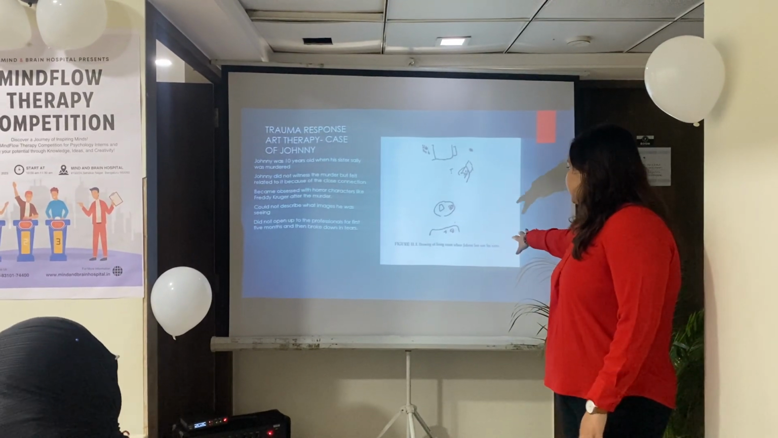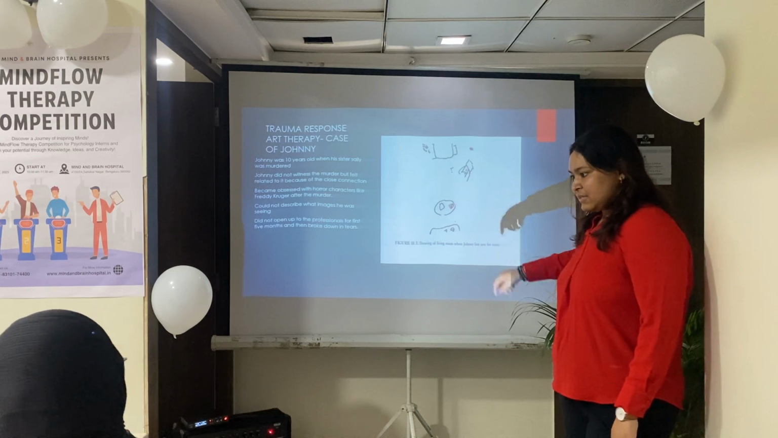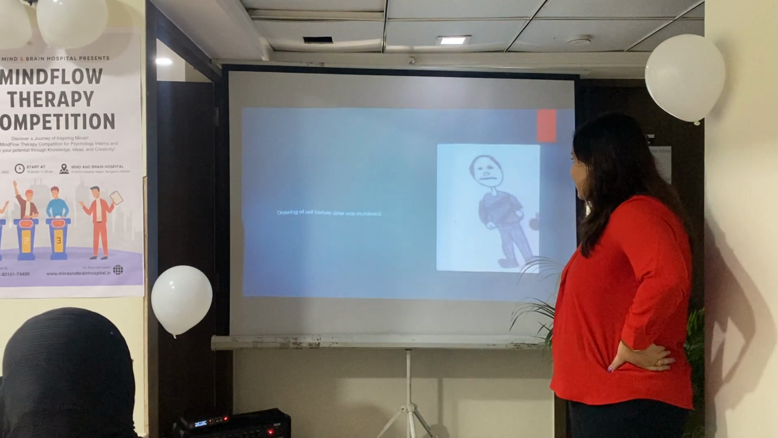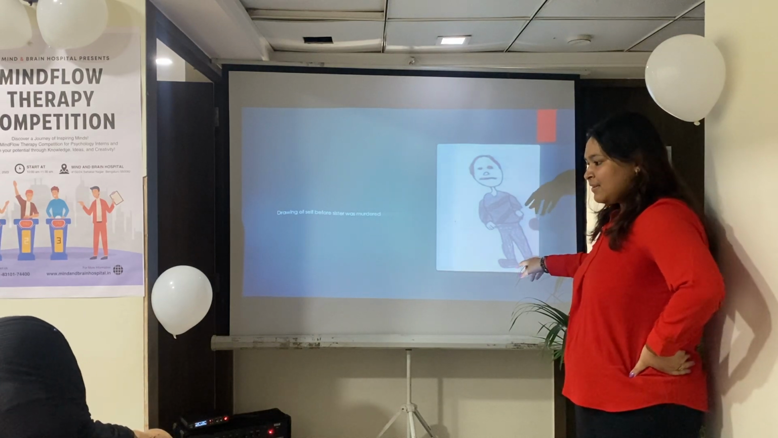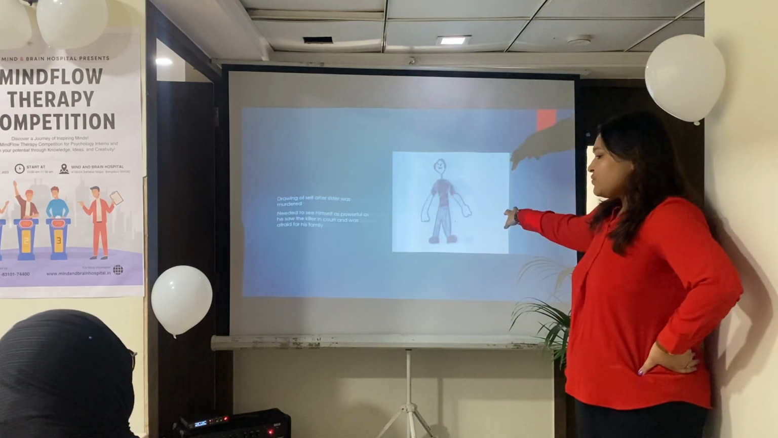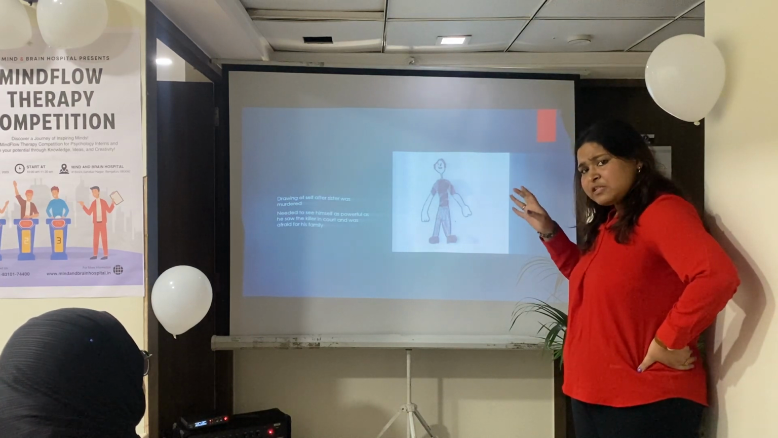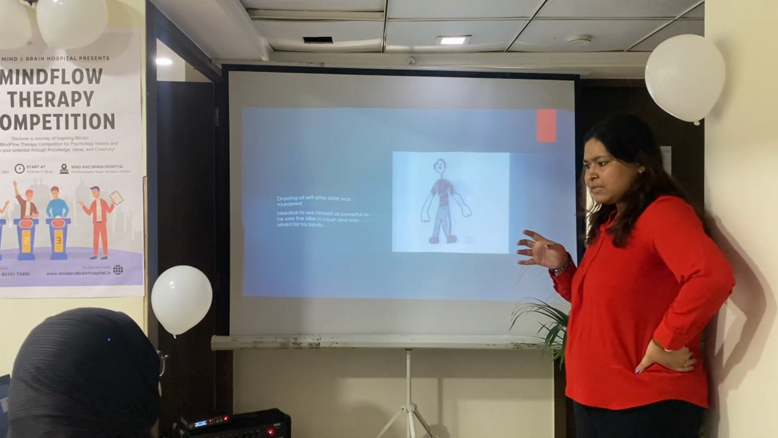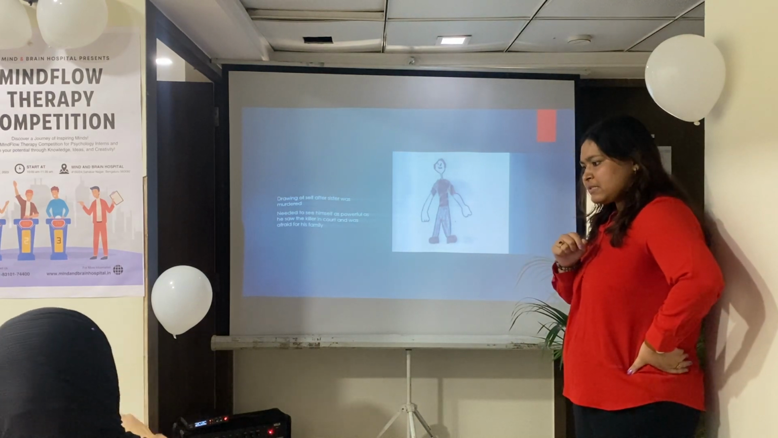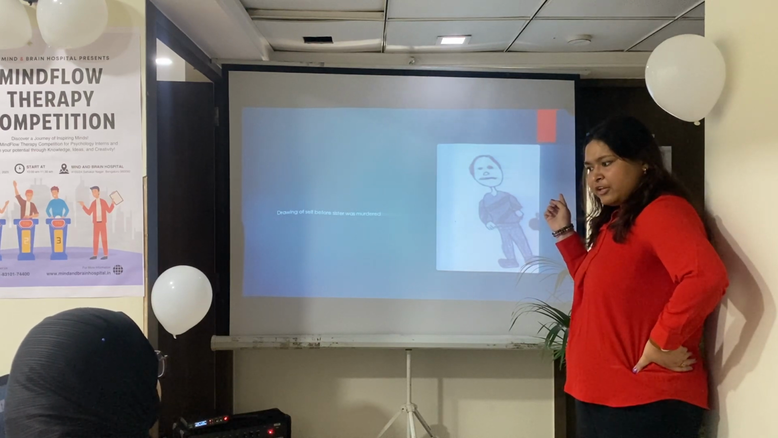So this was his drawing when he last saw his sister. Next slide. This was his drawing before his sister was murdered. This was his drawing after his sister was murdered. Now you will notice that there's a difference between his drawing before his sister was murdered and after his sister was murdered. Can you come back to the previous slide? He seems like a normal 10-year-old boy here. Next slide.